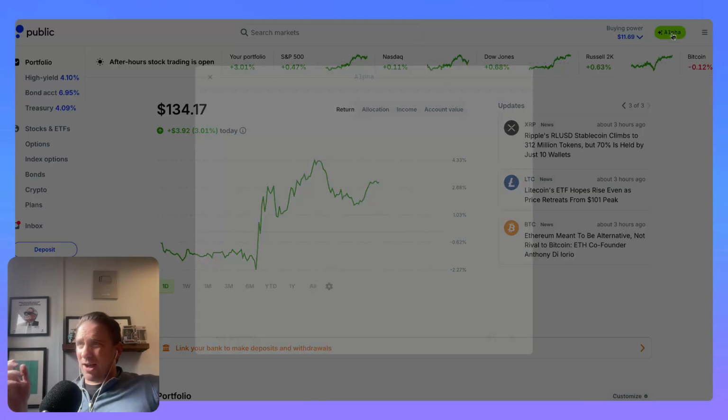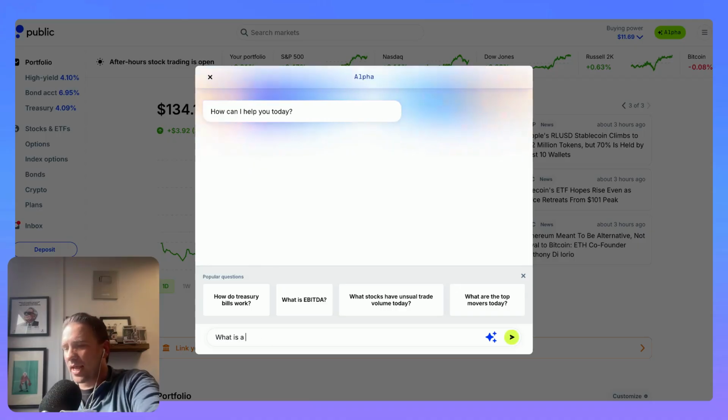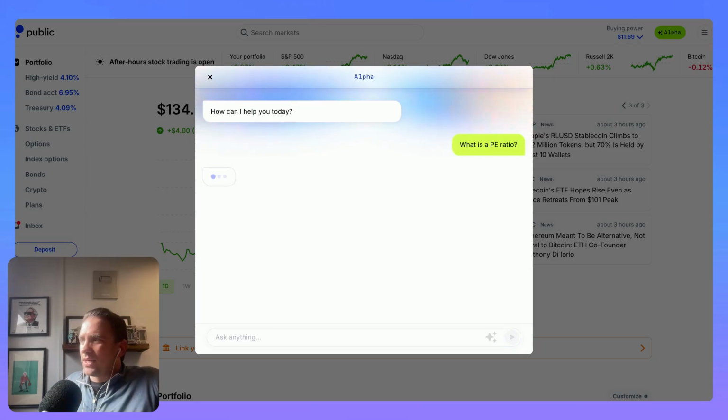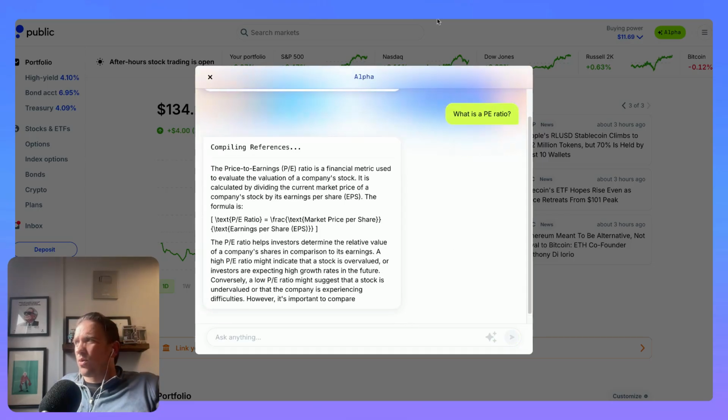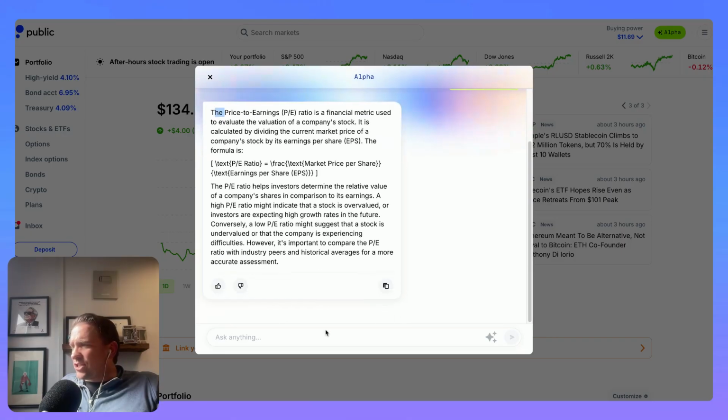You've also got access to Alpha, which is their AI tool, which is pretty interesting if you're trying to learn more. So you can see you've got some questions down here. I could just ask, what is a PE ratio? And as a member, you have access to Alpha. It's basically their chatbot for financial markets. I think it's pretty cool, I must say. And so now here's my answer. And I could just chat back and forth.